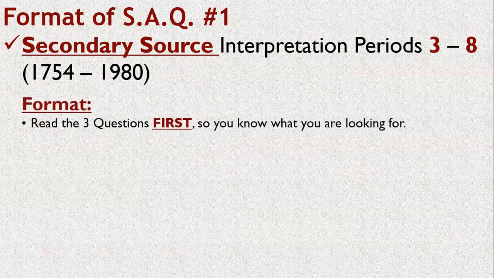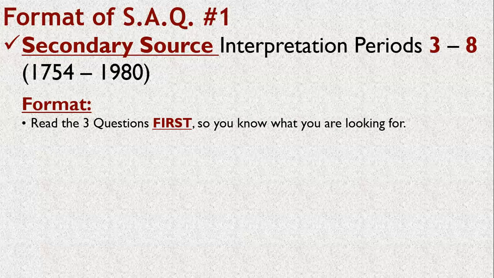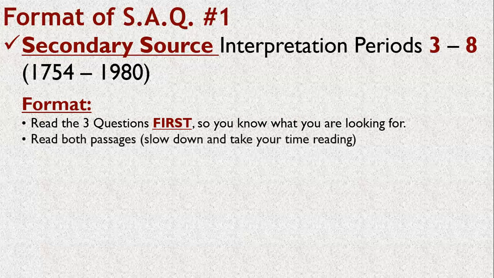What they have been doing is they've been giving you 2 authors, and you're responsible for trying to figure out the difference between the 2 authors' point of view, and I'll kind of show you examples of that. The format or approach for this is I would read the questions first. Okay, look at A, B, and C and see what the College Board is asking you to do, so you know what you're looking for. Then read both passages. Okay, it might be one passage. It has not been one passage yet.